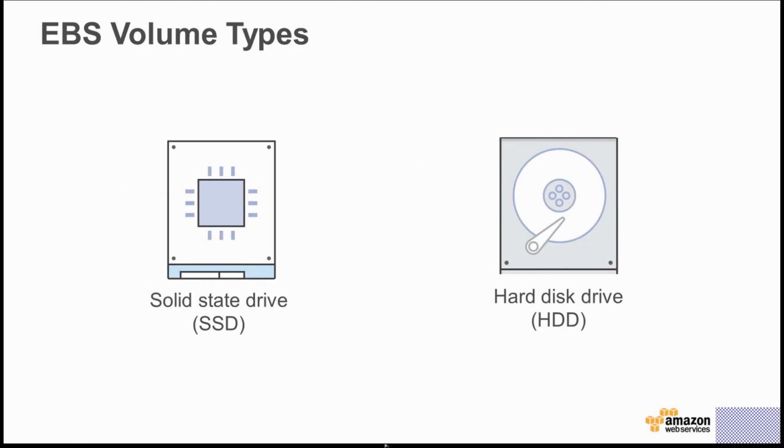Now to begin. EBS offers two major categories of storage. One set based on solid-state drive technology, and the other based on spinning disk, hard disk drive technology. SSDs are ideal for workloads with random read and write operations requiring low latency and high input-output operations per second, or IOPS. HDDs are ideal for workloads with sequential I/O access and high throughput requirements at a low cost.